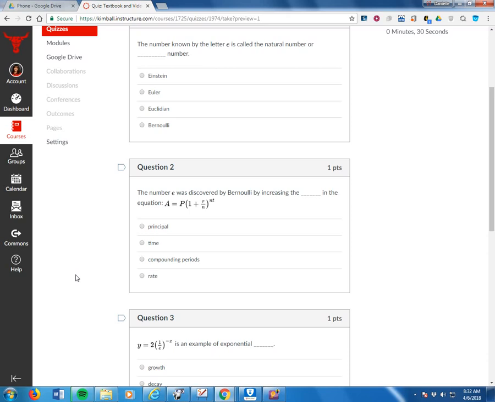What did we do to find E? We just found E. We spent 15 minutes finding E by increasing what? Compounding periods. We started with an annual period and we went monthly. We just kept increasing that compounding period to find E.